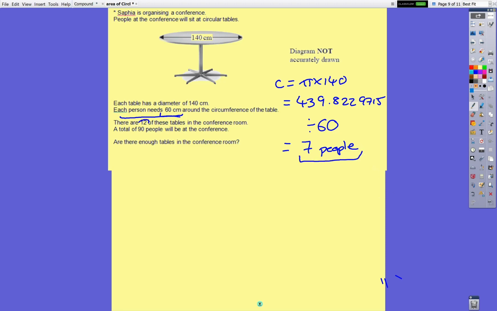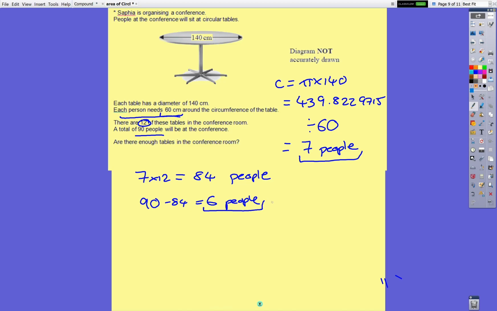Now there are 12 tables. So we do 7 multiplied by 12. And that gives me 84. So my room can fit 84 people. Now I need 90 people, so 90 subtract 84 leaves a difference of 6 people. So that means that these 6 people won't have a seat anywhere.